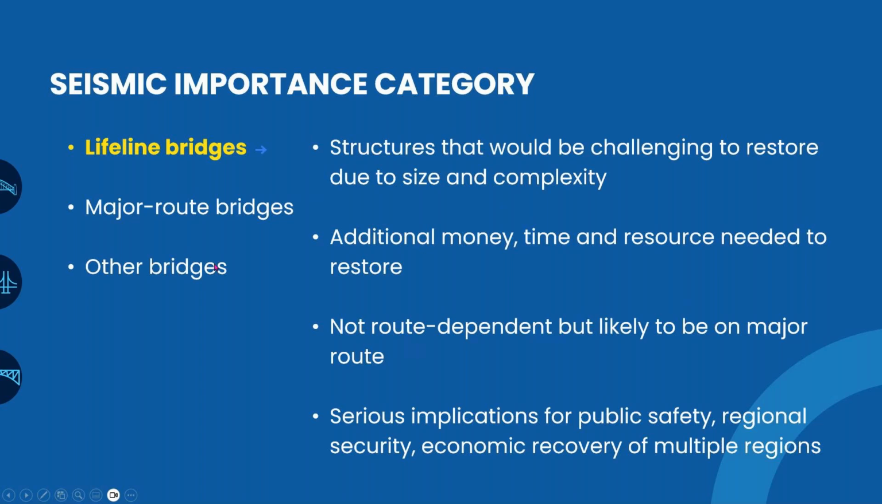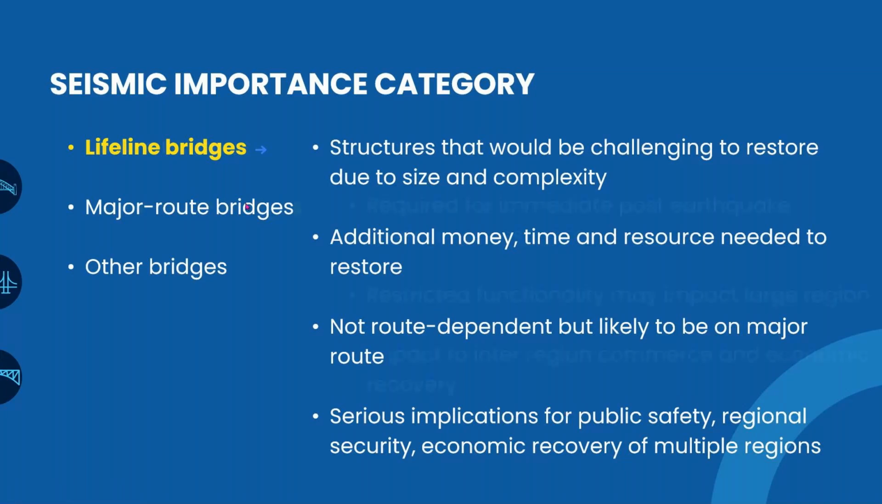So depending upon the importance categories that the bridge can be categorized in, there are three categories that are defined. So firstly, there is a lifeline bridge, which is basically the structure of utmost importance in the region. And if there is a serious damage to this particular structure, there is a great harm to the regional security. Economic recovery of multiple regions is compromised. So these are the lifeline structures.